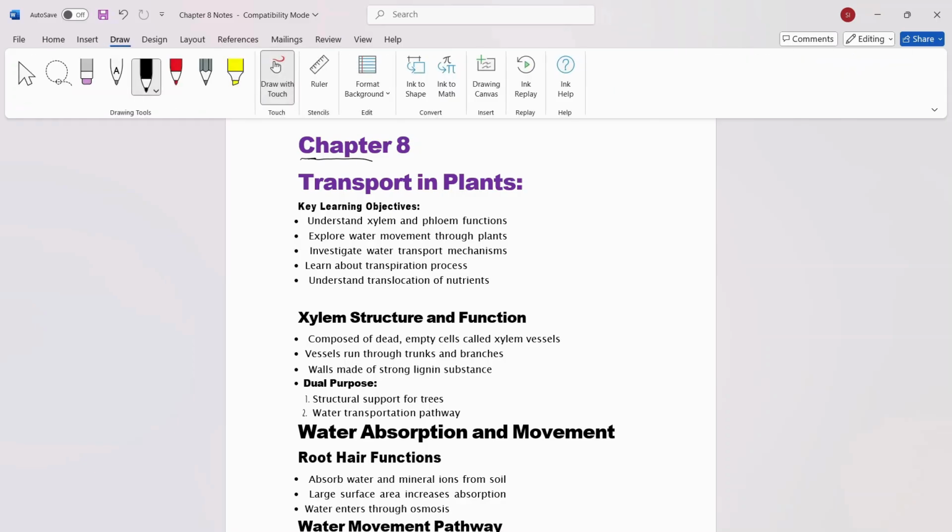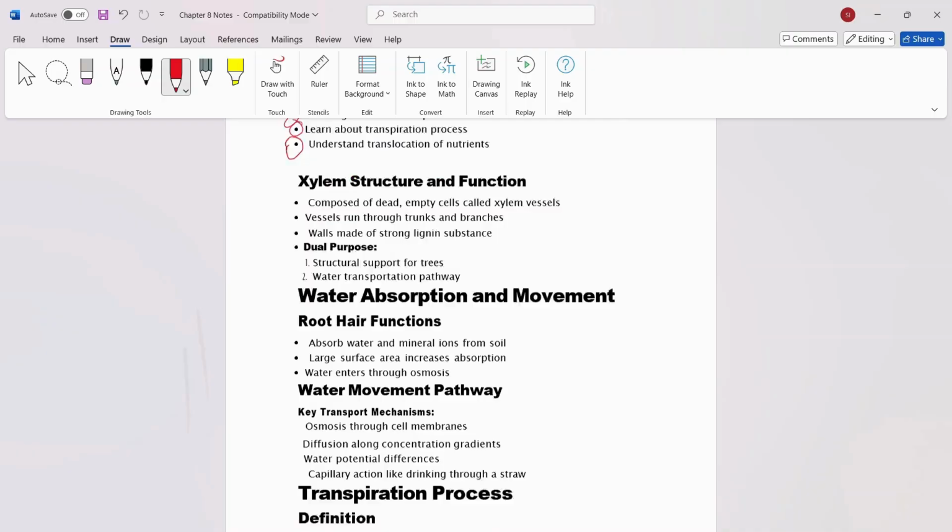Let's start with our next chapter, chapter number 8. It is about transport in plants. Our key objectives will be to understand xylem and phloem functions, to explore water movement through plants, investigate water transport mechanisms, learn about the transpiration process, and understand the translocation of nutrients.